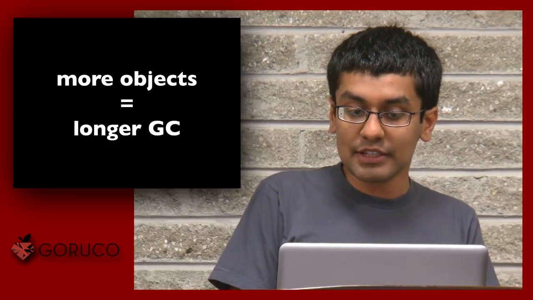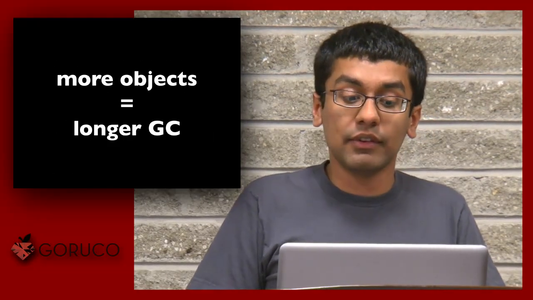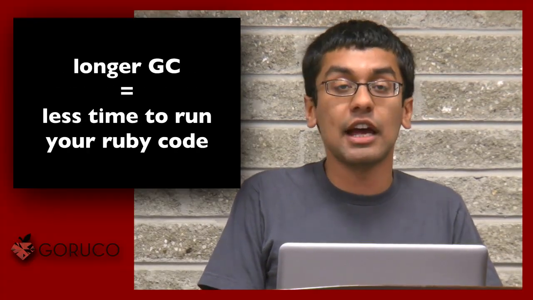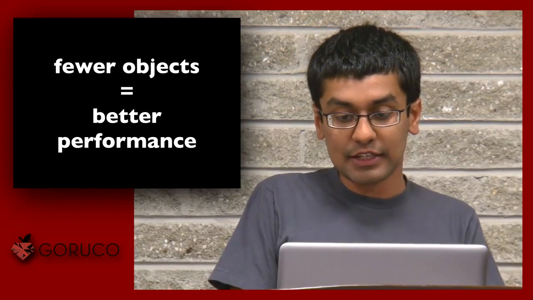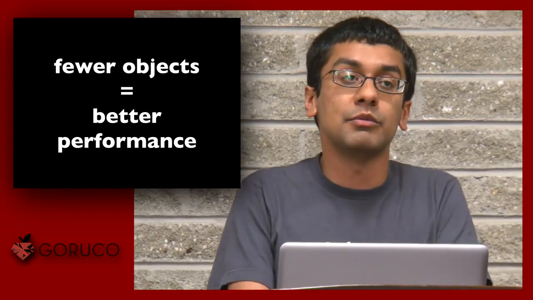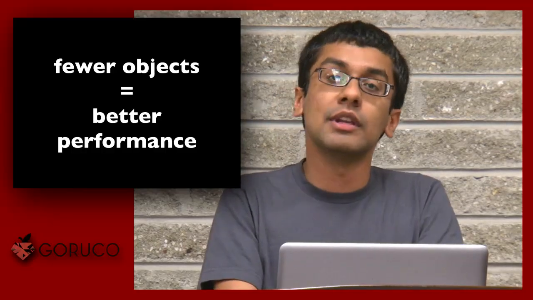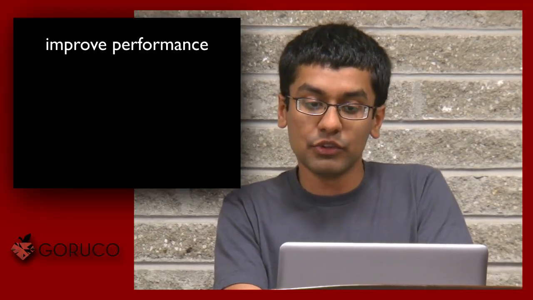So this basically means that the more objects you have, the longer your GC is going to take. The longer your GC takes, the less time you're actually running Ruby code. And so what this means is if you can reduce the number of objects in your MRI processes, you end up with better performance. So there's a couple things you can do to improve performance.